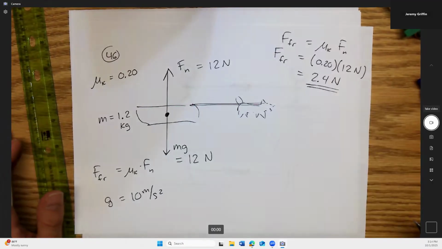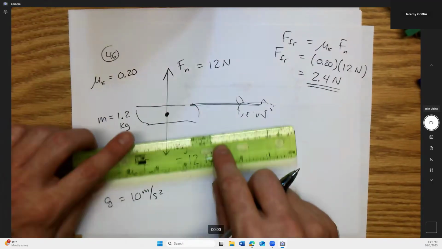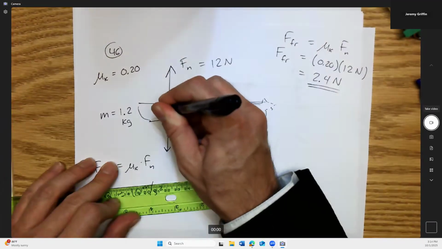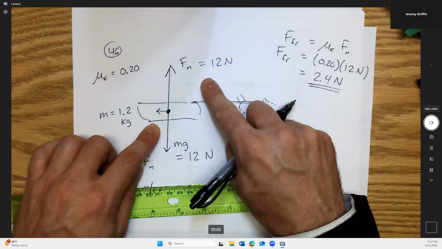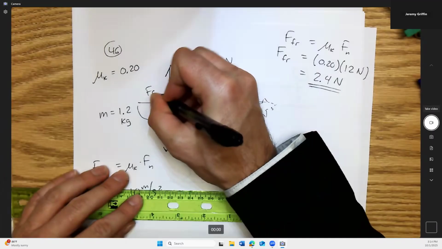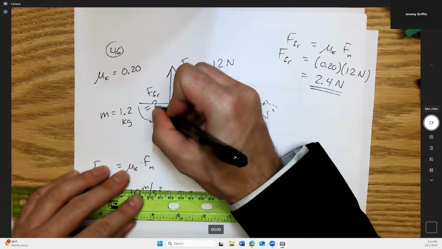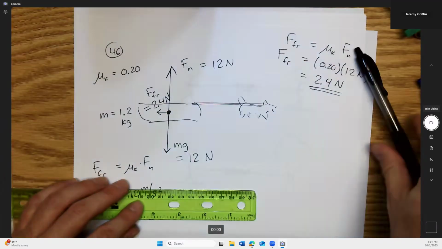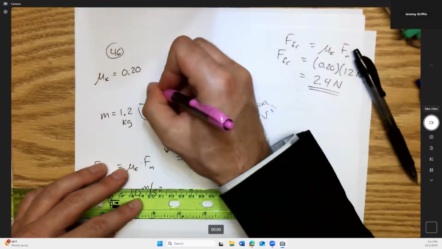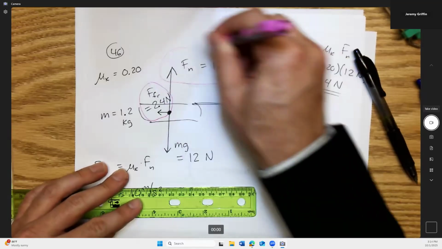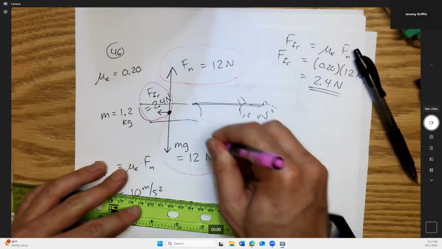Right. And if I'm drawing my picture to scale, I should draw this backward acting friction force as 1/5 of the normal force, because that's what the coefficient of friction says. Okay. So this friction force we just found is equal to 2.4 newtons. I should use a different ink color. You guys know what I'm talking about. This one right here. This 12 newtons applies to that normal force, and this 12 newtons applies to the weight.